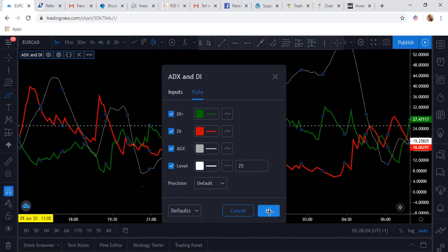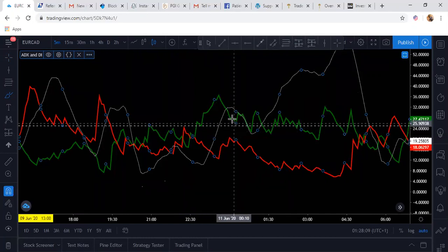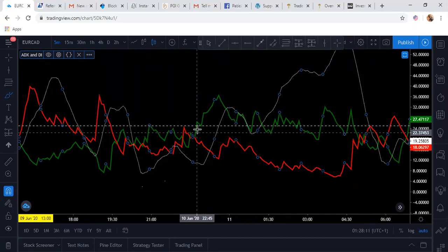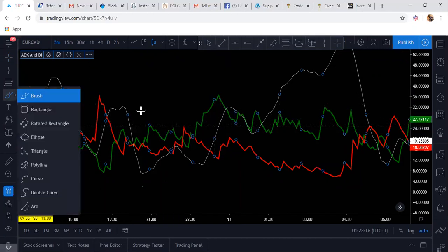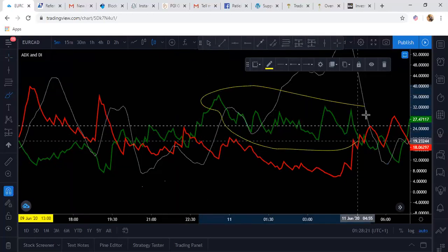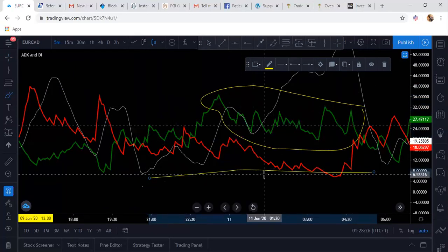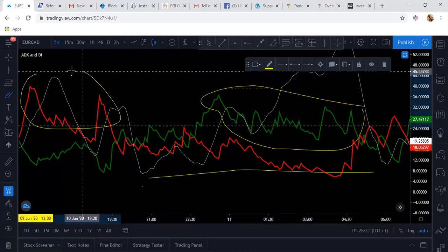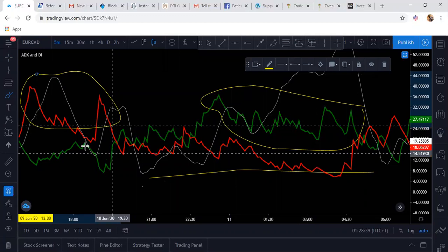So I know that when the green line crosses this 25 line, the white line here, the bulls are in charge. When you have the green line above the 25, the bulls are in charge. And when you have the red line above, you know that the bears are in charge. So we are in either a bullish market or a bearish market.